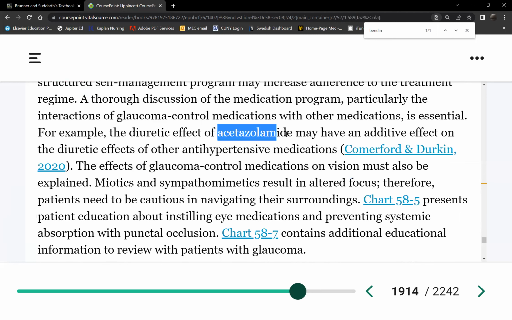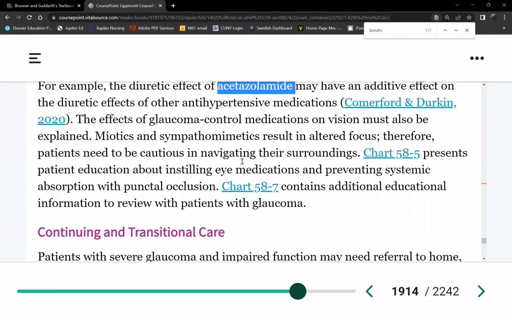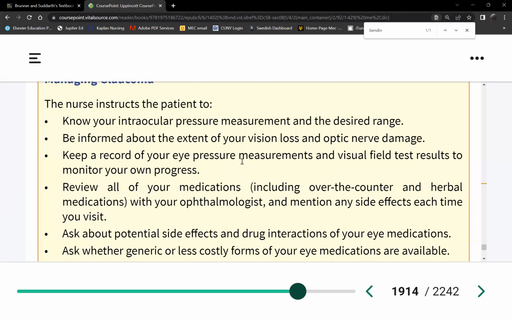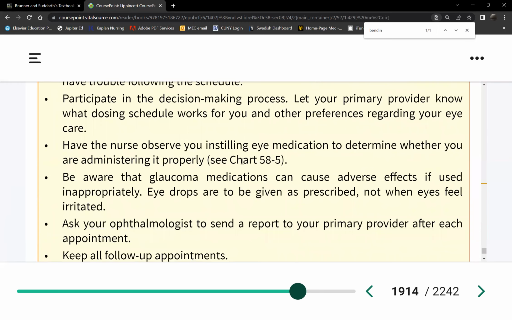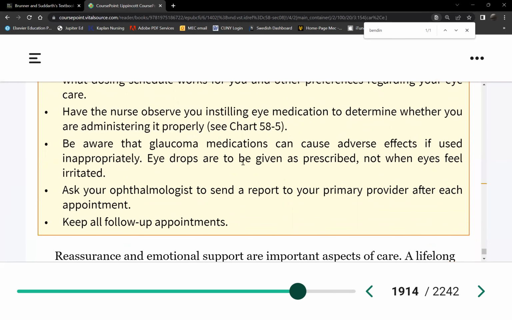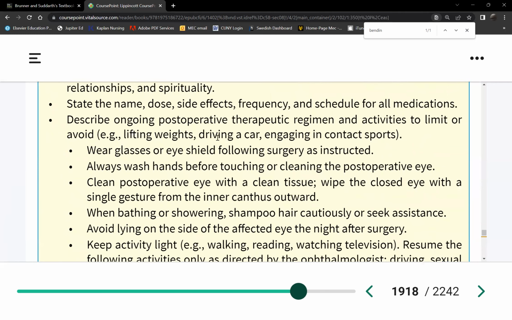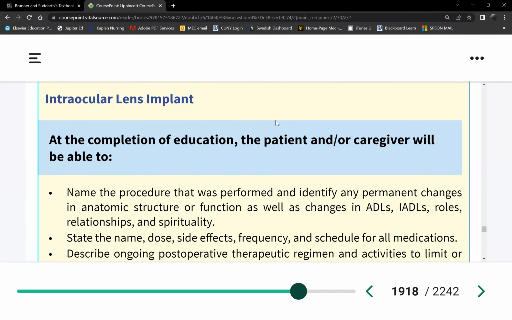Acetazolamide is a diuretic. So what does this do to the aqueous humor? It causes fluid loss, right? And here's your teaching for patients. Okay, here it is now. This medication, what side effect? It's in the chart. Column 3 are the side effects.